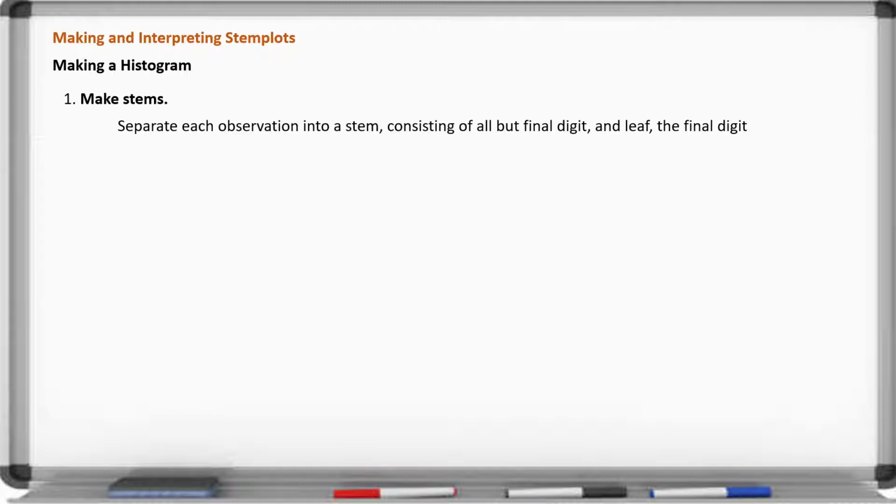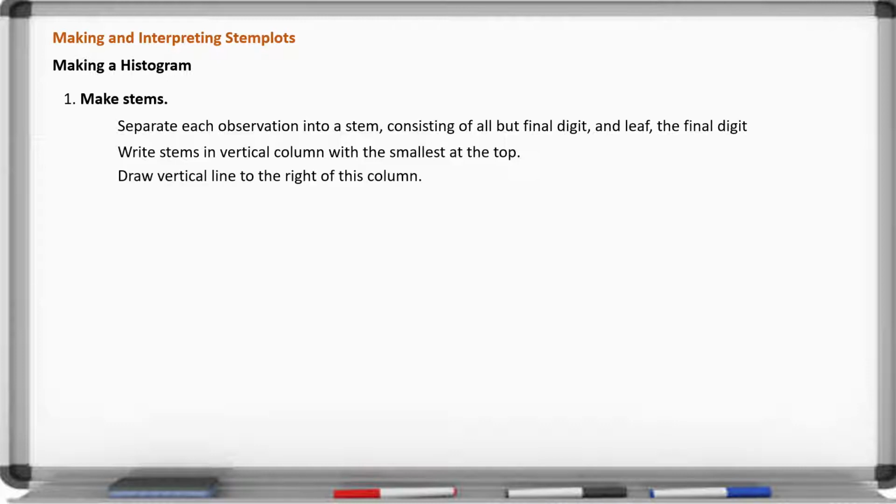So how do we make the stem plots? First you want to make your stems. Separate each observation into a stem consisting of all but the final digit, and the leaf, which is the final digit. Write your stems in a vertical column with the smallest at the top, and then draw a vertical line at the right of the column. Make sure not to skip any stems, because even if there's no data value for a particular stem, it tells you meaningful information about the data.